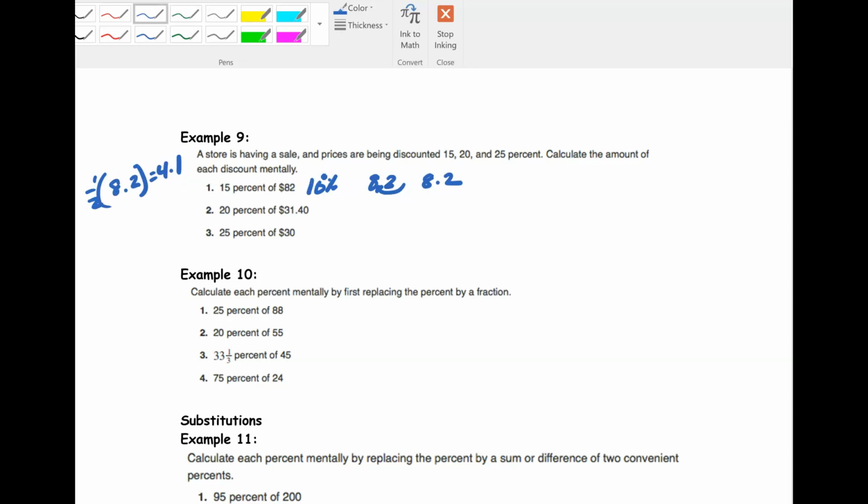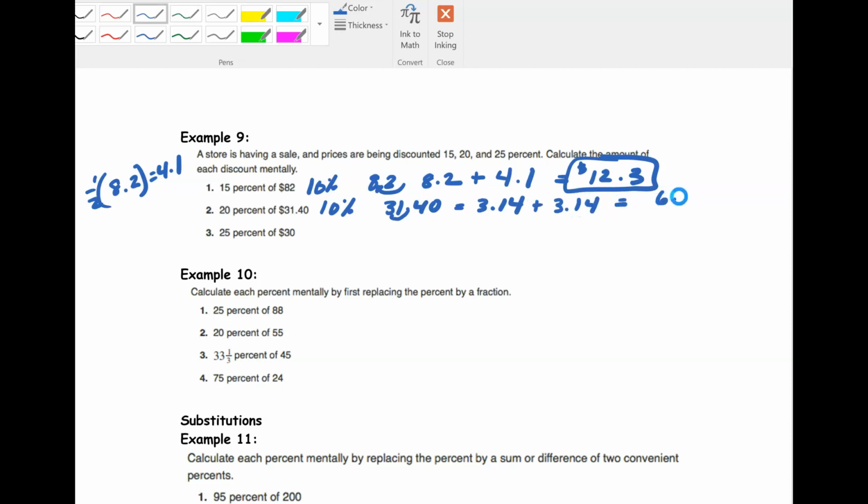So 10% plus 5% is going to be 15. So if this 8.2 is my 10%, then I add the 5% value, which is just half of that. Then I'm going to get my 15. So then I get 12.3 or $12.30. The next one, 20%. So I'm going to do 10% first. So 10% of 31.40, I just move the decimal, is 3.140 or 3.14. And then if I want 20%, I just double it. So I add another 3.14 and I get 6.28. And so that would be 20.